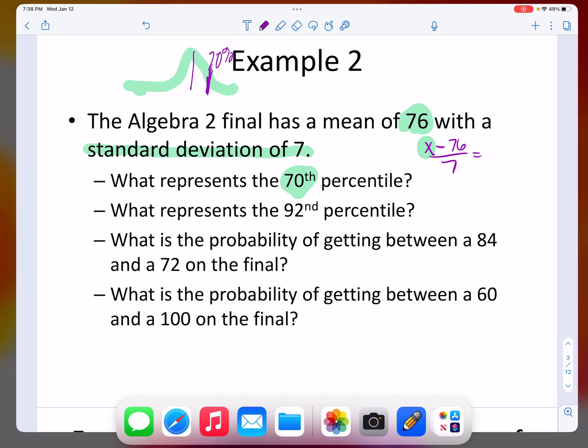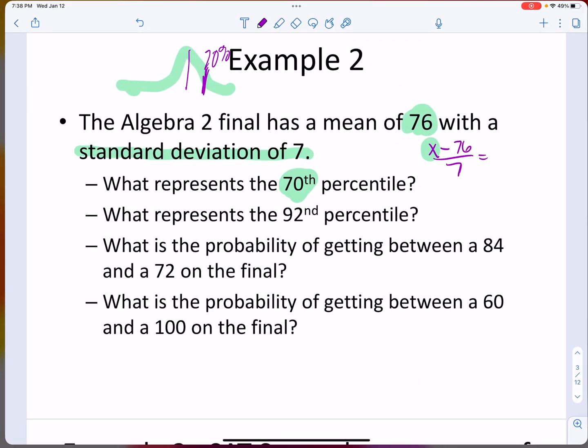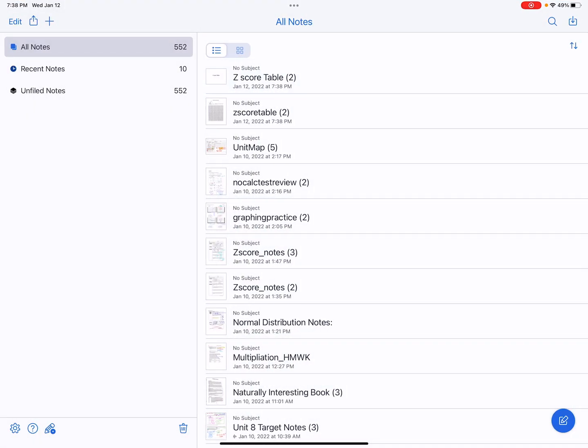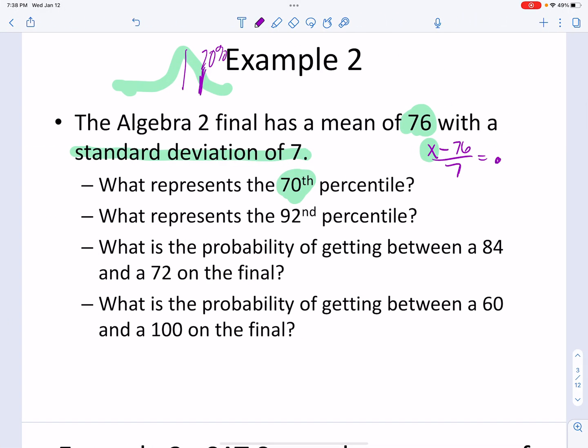So, oh gosh, I already forgot it. Sorry. This is how much I've been doing to try to get this to upload. What was it? 0.52. Okay. So my z-score is 0.52.